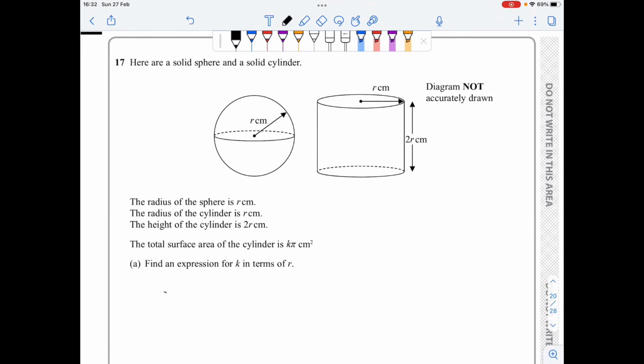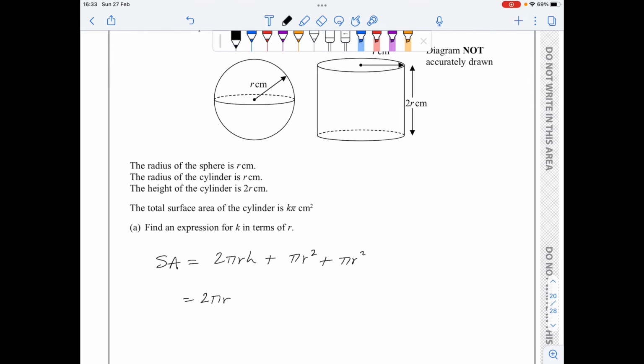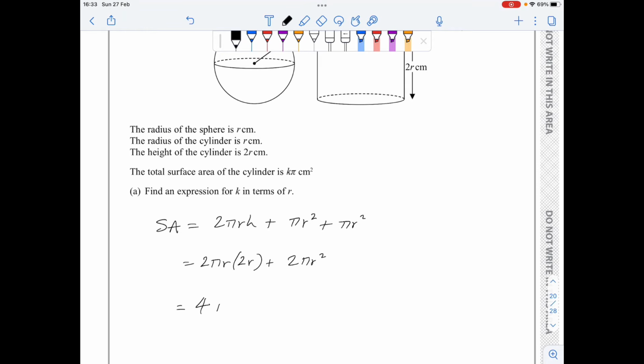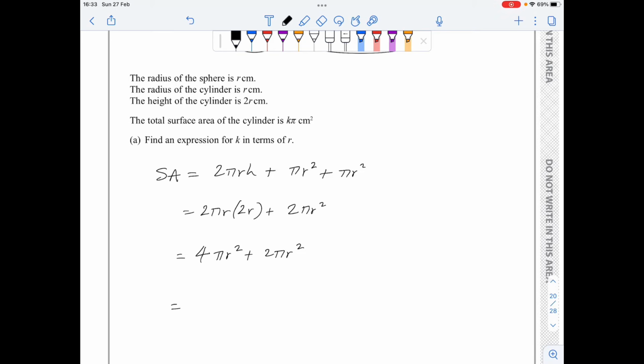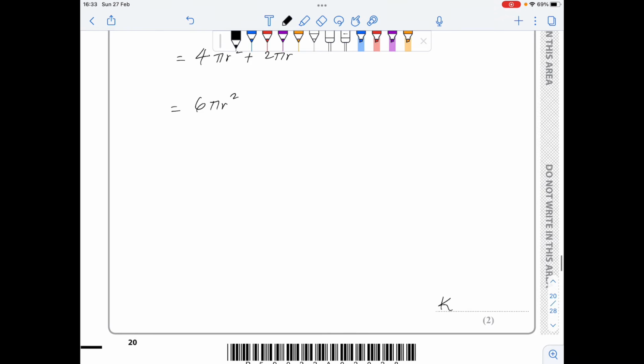For part A, the surface area of the cylinder is equal to pi r h for the curved surface plus pi r squared for the circle above plus pi r squared for the circle below. So I've got 2 pi r times h, which is 2r, plus 2 pi r squared for the rest, equals 4 pi r squared plus 2 pi r squared, which comes out to be 6 pi r squared. So k is equal to 6r squared.